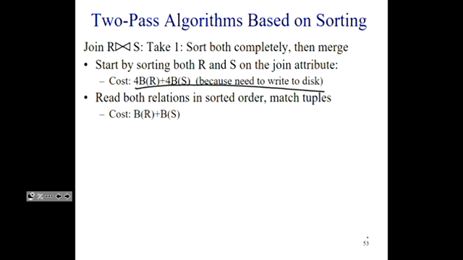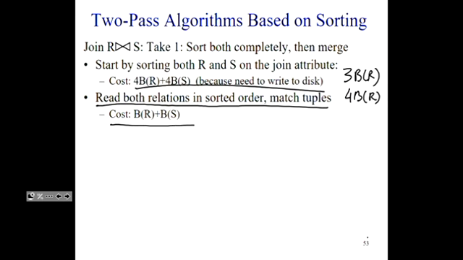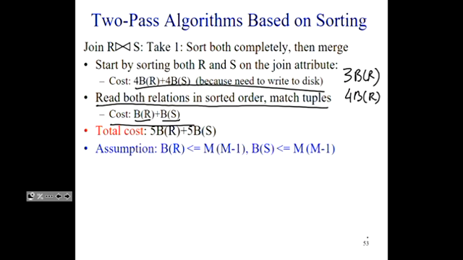So instead of having 3 times B of R for the cost of sorting, which is what we've seen so far, it's now going to be 4 times B of R because you're counting the cost of the final write to disk. And then you can read both of these relations in sorted order and match the tuples between them. So once again, you have B of R and B of S because you're reading these relations in. So in total, it's 5 times B of R plus B of S.